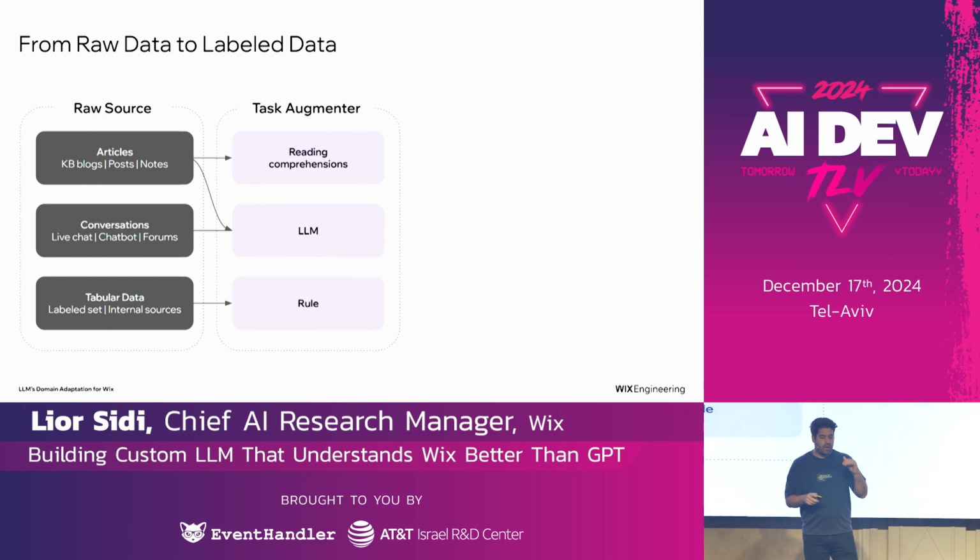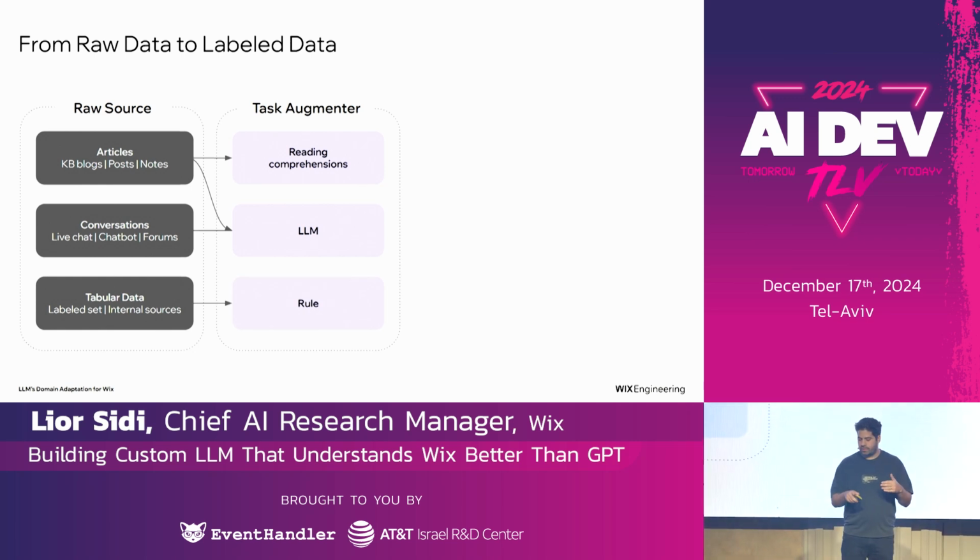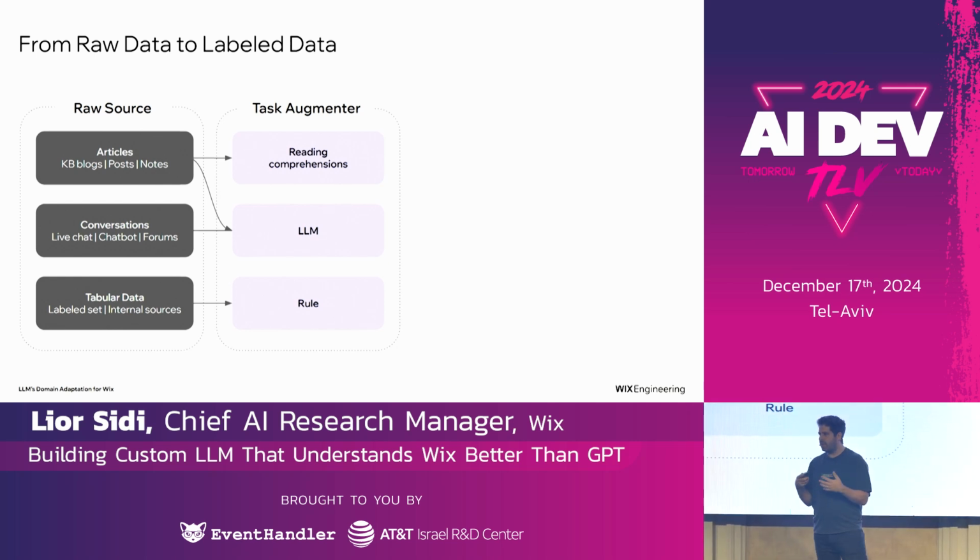So for the articles and the conversation, we can use a technique called reading comprehension that was presented by Microsoft, and we're going to show an example. For the articles and conversation, we can use an LLM to generate tasks out of them. And for the tabular data, we can create rule-based tasks. And let's see some examples, because otherwise you won't understand.